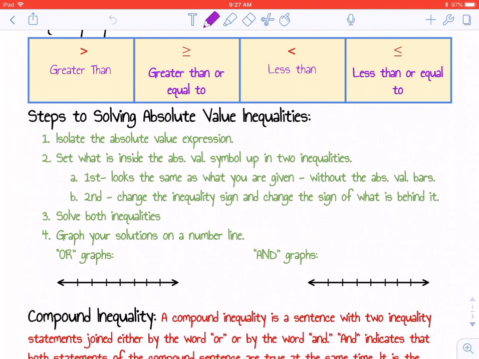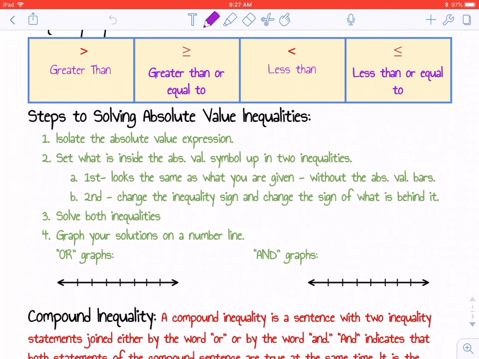Third, you just want to solve both of those inequalities you set up. And number 4, graph your solutions on a number line, because your graph represents the numbers that would be your solution, because there are going to be more than one number that would make sense with these problems. So I put a little picture right here.